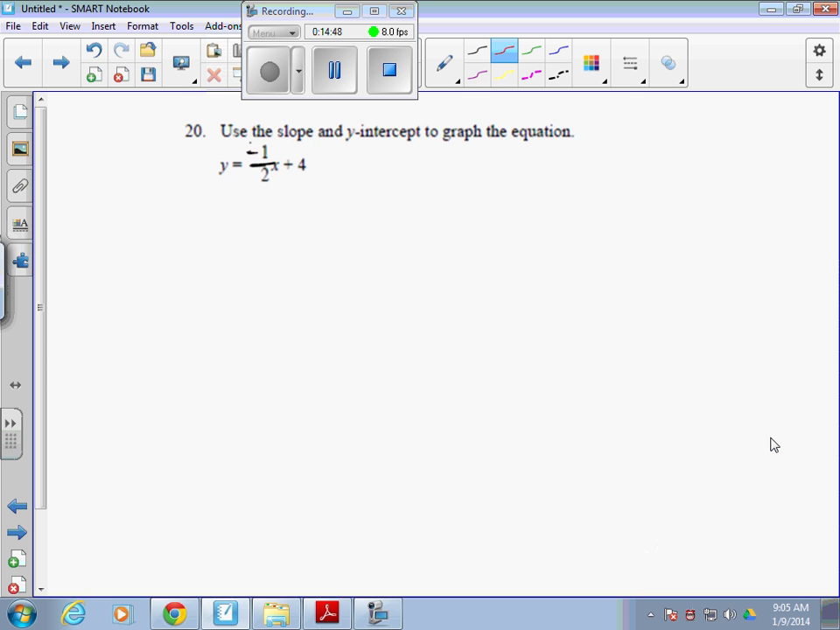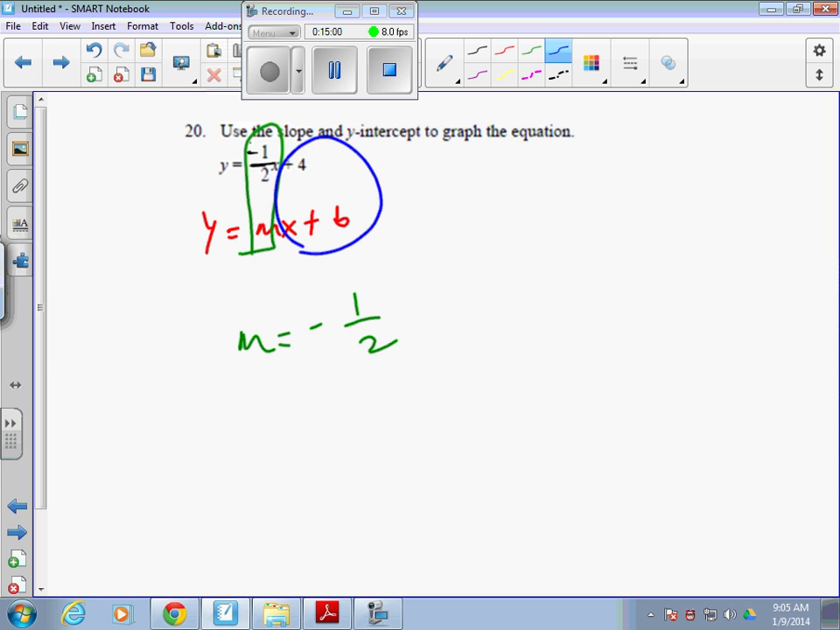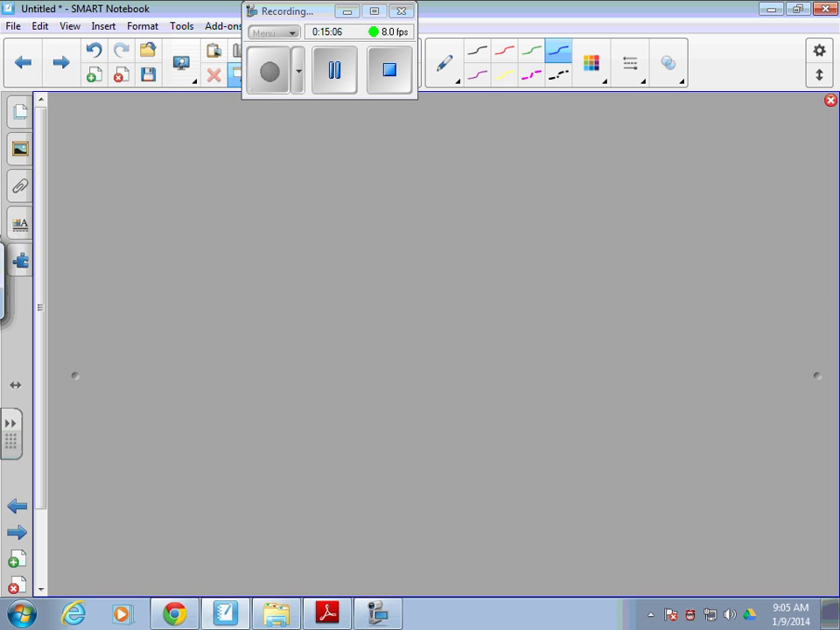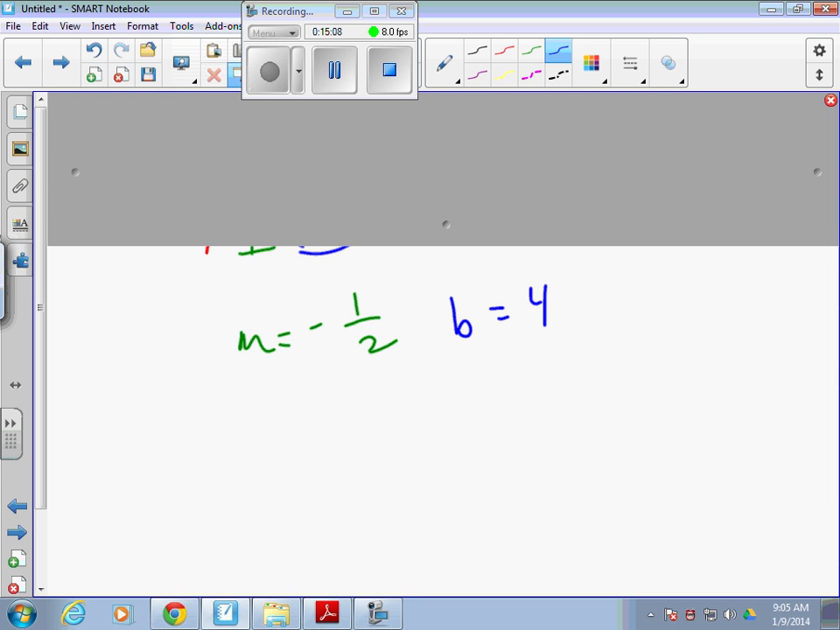And then number 20, the last one, mx plus b again. Y equals mx plus b. Identify your m value, negative 1/2, and your b value is positive 4. Just like what we've been doing, you can ignore the rest of the equation once you have those values. B tells you where to begin.